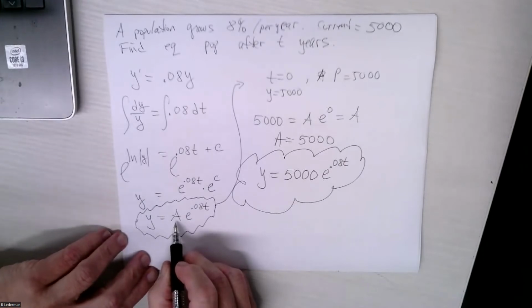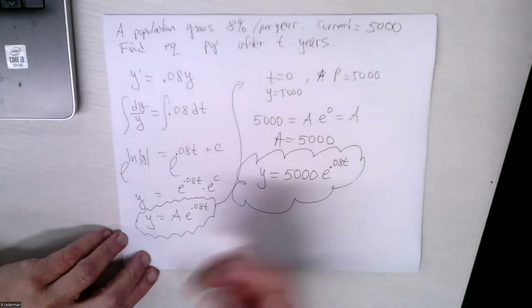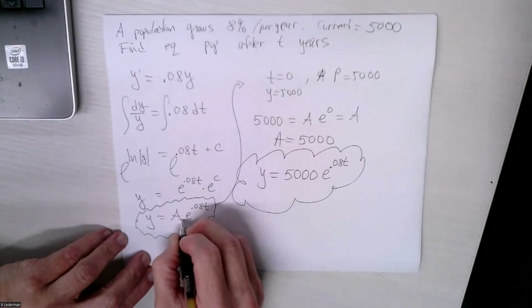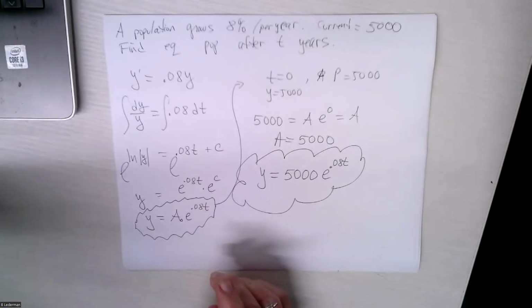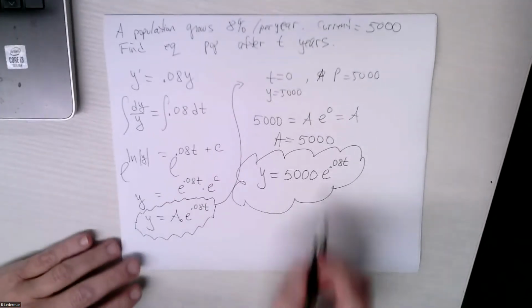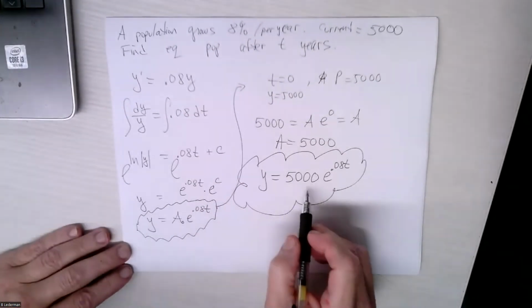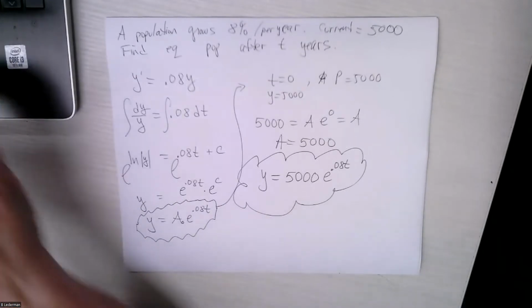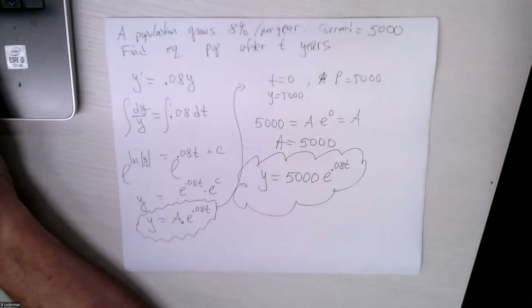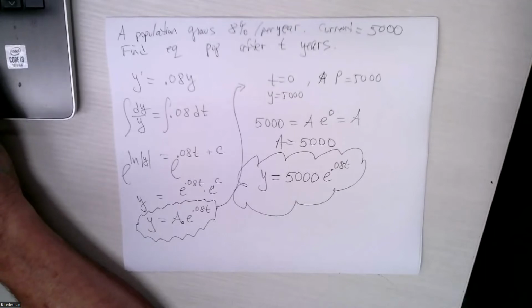When I leave it as a general a, a is actually just the initial population, whatever it is. A lot of times I write a sub zero. It's the initial population, but in this case, the initial population was 5,000. So there you go. We did it. Yay! Now I want to look at another type of growth called limited growth.